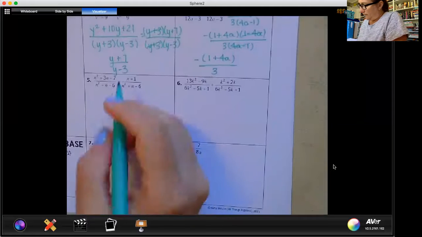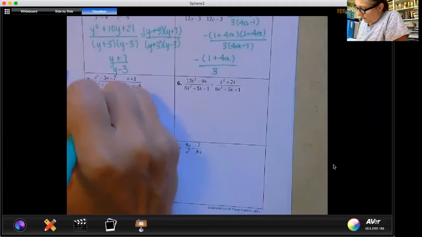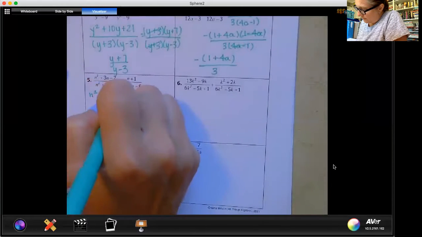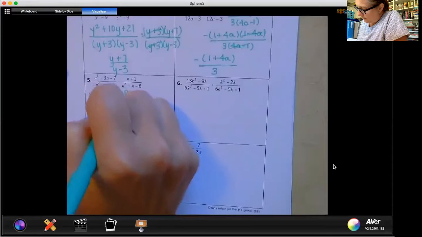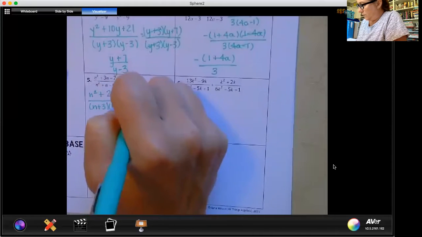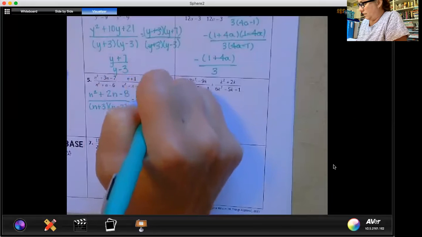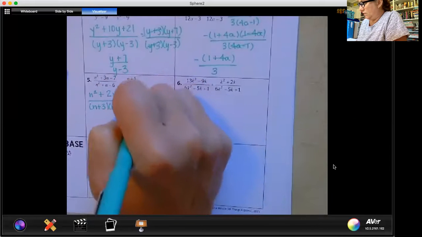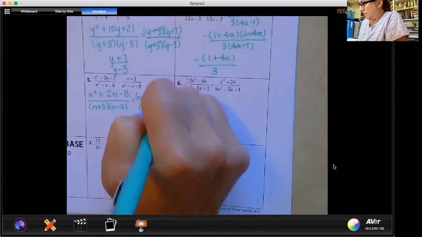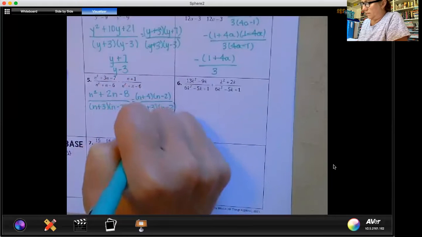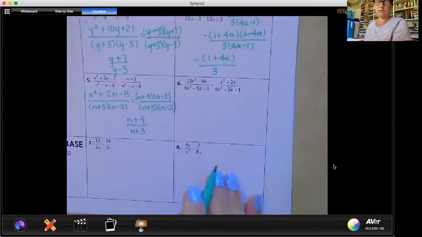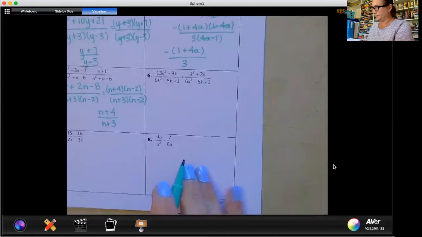And then for number 5, we have n squared plus 2n minus 8 over n squared plus 3n minus 2, which is n plus 4, n minus 2 over n plus 3, n minus 2, which is n plus 4 over n plus 3. Remember, those n's do not cancel. They are inside of a binomial.